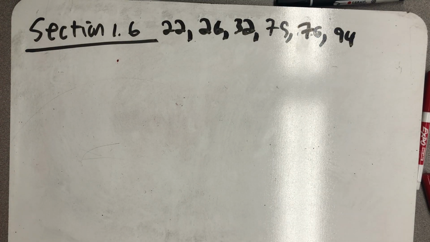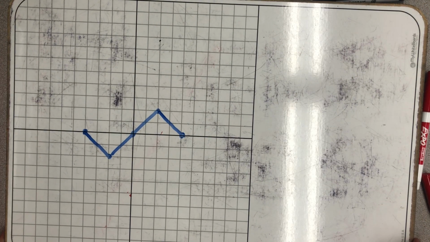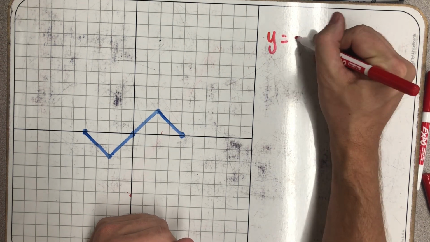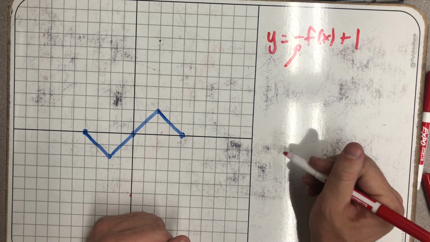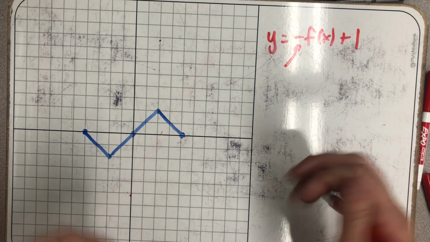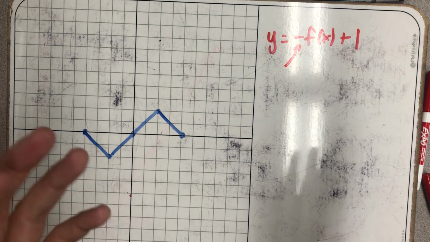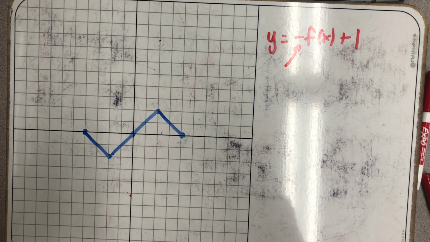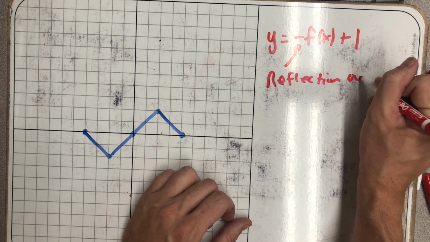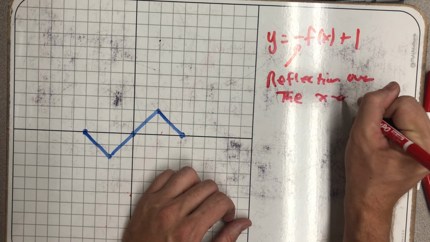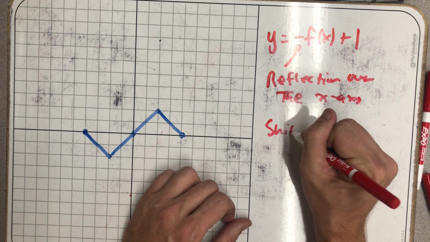Next up, question 26 out of the same set of problems. We start with the same function. This time, we're asked to sketch the graph of y equals minus f of x plus 1. All right, the minus out front, that's a reflection. There's no horizontal shifting, there's no stretching or shrinking, so I need to start with the reflections because that's next in my list. So that's a reflection over the x-axis. The plus 1, that's a shift up 1.